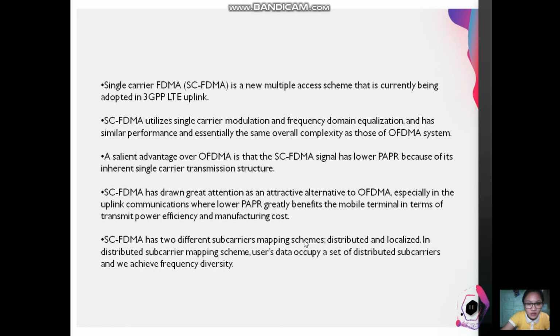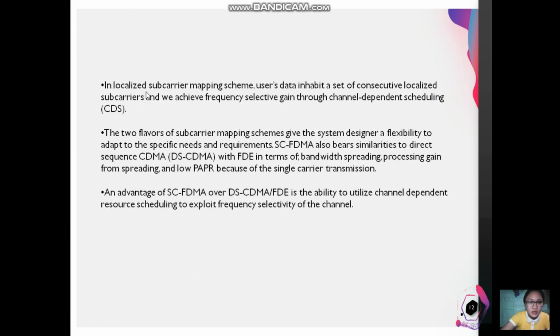SC-FDMA has two different subcarrier mapping schemes, as I've discussed, distributed and localized. In the distributed subcarrier mapping scheme, users' data occupy a set of distributed subcarriers, enriching frequency diversity. In localized subcarrier mapping schemes, users' data inhabit a set of consecutive localized subcarriers, enriching frequency selective gain through channel-dependent scheduling. The two flavors of subcarrier mapping schemes give the system designer the flexibility to adapt to specific needs and requirements.